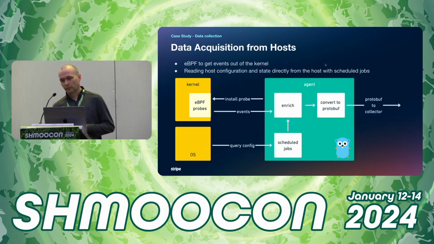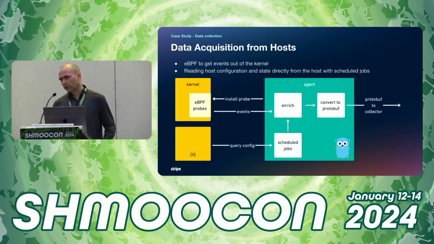Now, let's look at how we use BPF in the agent. So our agent has two methods of getting data from a host. The first one is obviously eBPF. As I just said, it would inject a probe into the kernel. The probe would run when an event happens, and it would exfil data out of kernel space into user space.